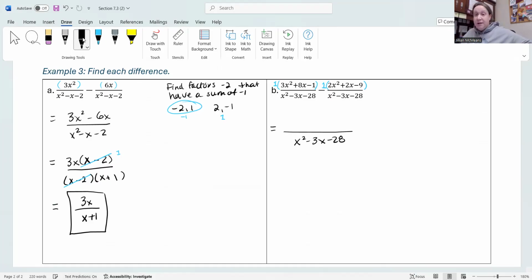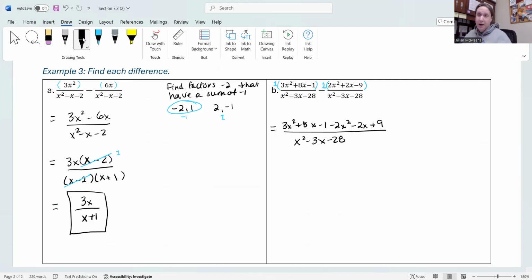So we can go ahead and set that up as the denominator. And then for the numerator, let's get rid of our parentheses. For the first polynomial, we're just distributing a 1. So 1 times 3x squared, 1 times 8x, 1 times negative 1. It's the second polynomial that you have to be careful with because you're distributing a negative. So it's negative 1 times 2x squared, negative 1 times 2x, and negative 1 times negative 9. So make sure you watch your signs. You should have positive 3x squared, positive 8x, negative 1, negative 2x squared, negative 2x, and then positive 9.